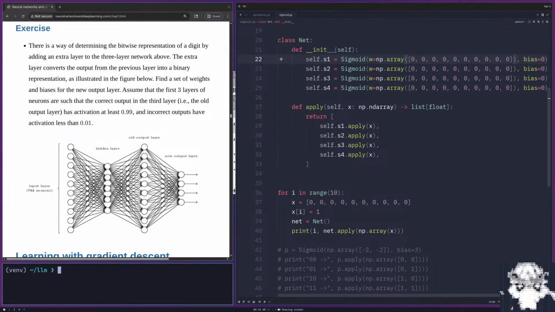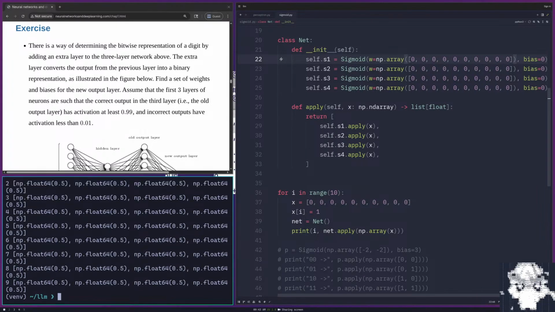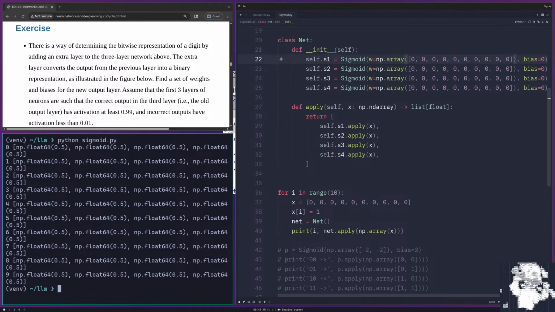Can I just run this, first of all? Python sigmoid. Yes. So everything is 0.5.